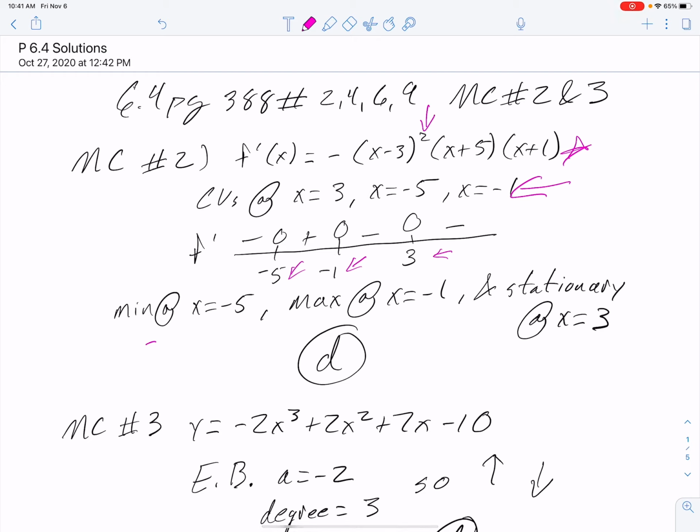And because it went from negative to positive at x equals -5, I know we've got a minimum. Since it went from positive to negative at x equals -1, I know I have a maximum. And because there was negative to negative, no sign change at 3, I know it's stationary. So choice D.